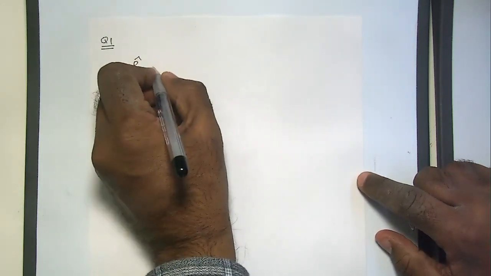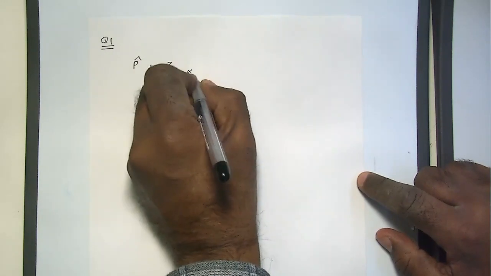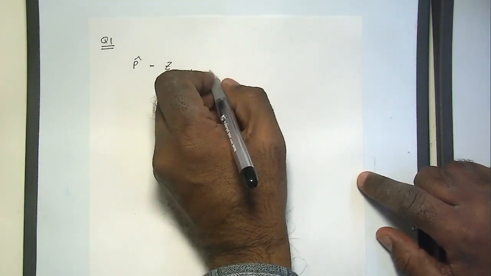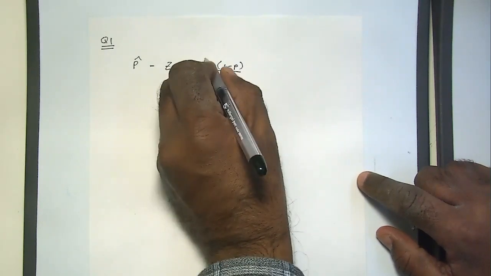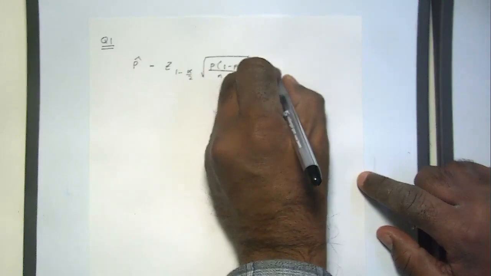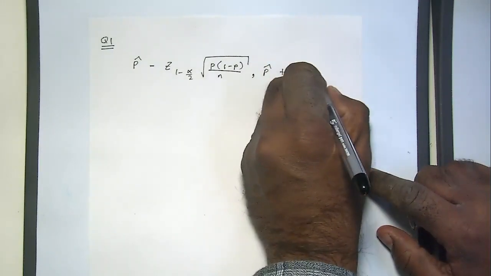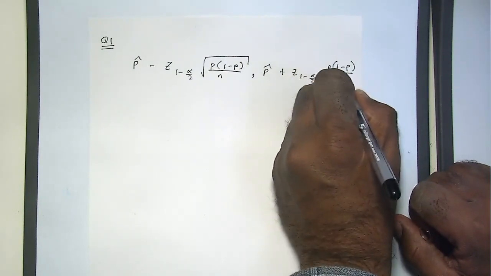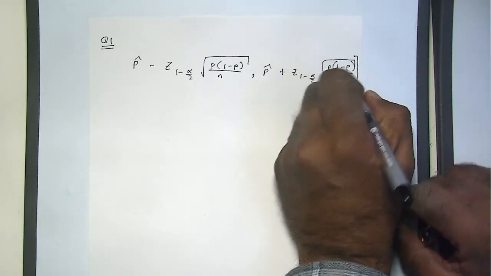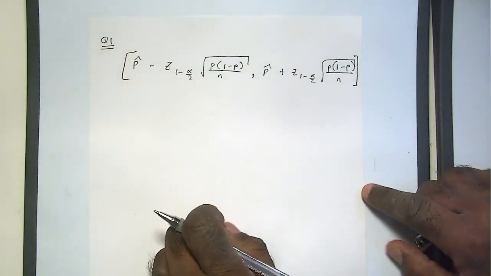Alright guys, let's see how we can do question 1. Question 1 is, there's a typo in the question. I mean, the confidence interval should read like this. It should read z to 1 minus alpha by 2, not alpha by 2, times the standard error, which is... right. This is the confidence interval in question 1.